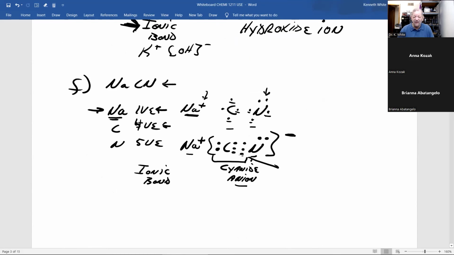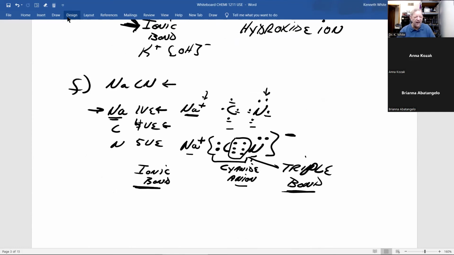And if we look at between carbon and nitrogen, how many pairs, remember pair means 2, of electrons? 3 pairs. So right here, that I just circled, that's a triple bond. So in sodium cyanide, there's 1 ionic bond and 1 triple bond.